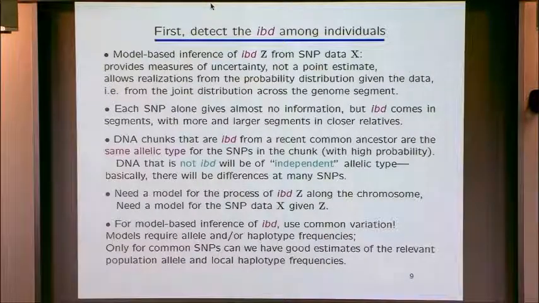Okay, what's next? Well, before we can do any of that, everything I've done so far says, assume that I can see this identity by descent. The first thing we've got to do is define the identity by descent. And again, it's basically mentioned how you do this.